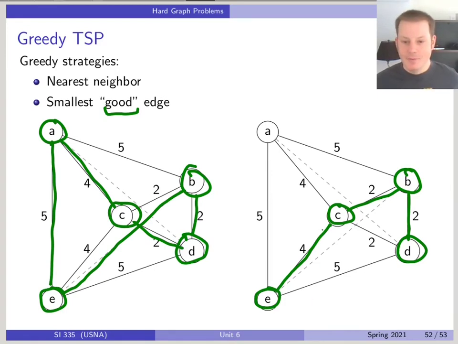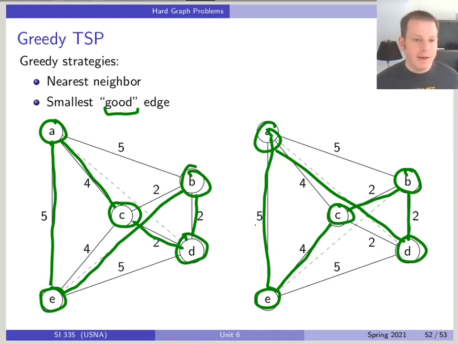And then what we're left with is we have to connect to A somehow. And the only things that we can connect to it are these two endpoints, E or D, and actually what we're going to do is connect both of those. So again, you get this kind of equally bad solution. Again, greedy strategies don't always give us the optimum solutions, even if they seem good.